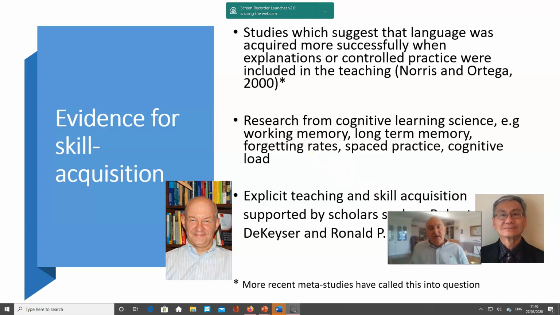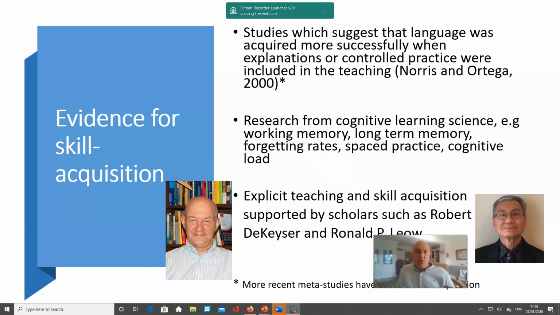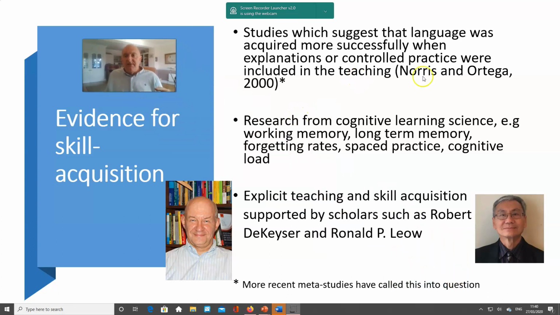And there are scholars who do support the idea of skill acquisition. For example, Robert DeKeyser there on the left and Ronald P. Leow on the right, who reckon that in some circumstances at least, explicit teaching can play an important role. I should add that since the very famous Norris and Ortega study, which is much quoted, there have been one or two more recent studies just in the last 3 or 4 years that have called that study into question.